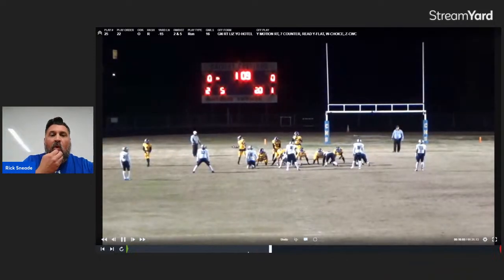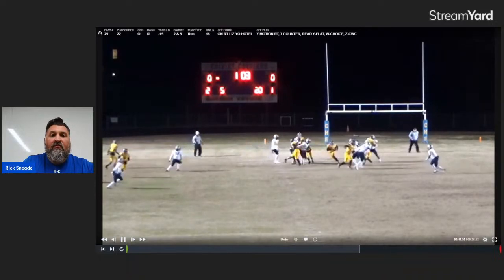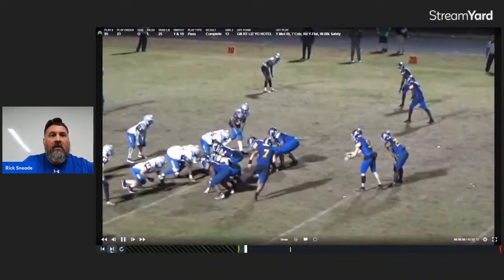Once again, now we're pulling true counter. Both guard and tackle are pulling. We're looking at what the tight end's seeing when he runs outside to the flat. Leads us to the next play, I believe.